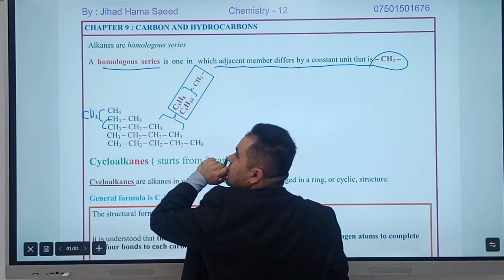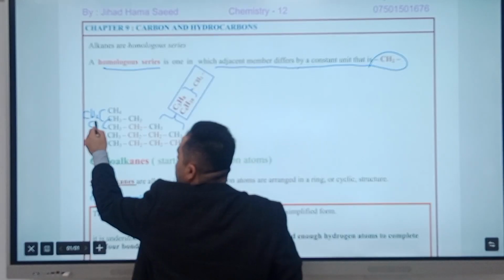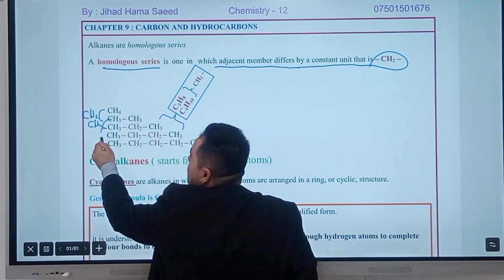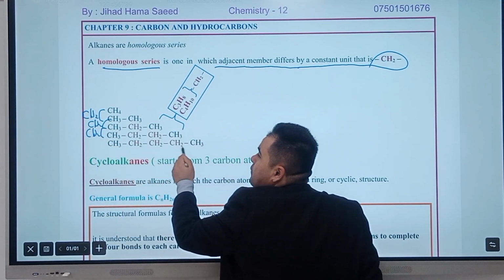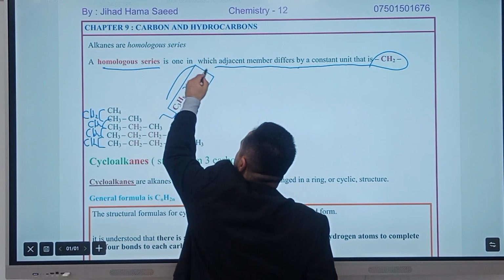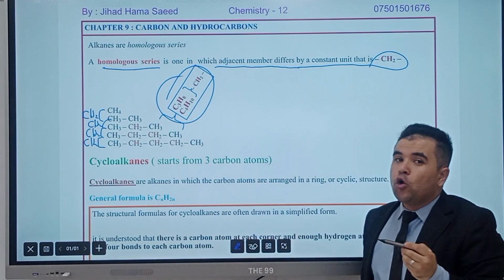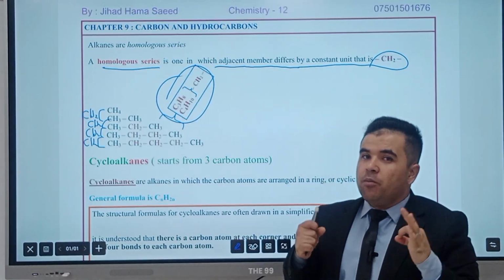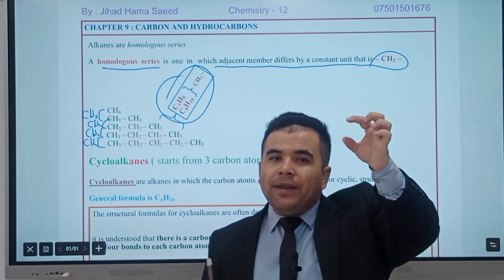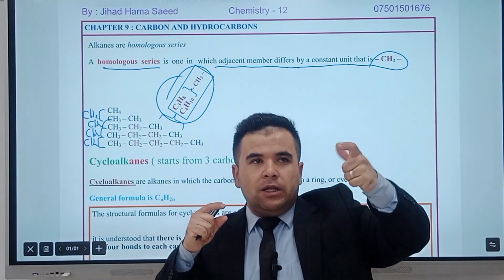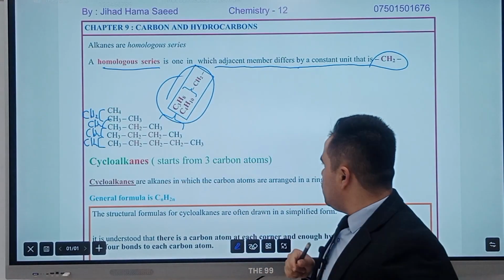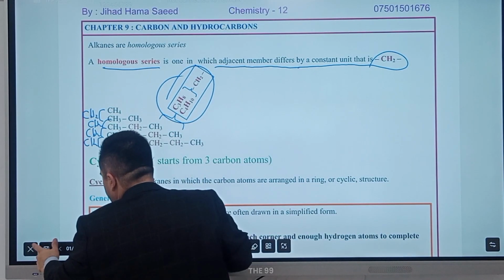C2H6 to C3H8 is CH2. C3H8 to C4H10 is CH2. C4H10 to C5H12 is CH2. So this we call what? The homologous series. They change by a constant unit or a constant molecule, which is 1 carbon and 2 hydrogens. With the addition of one carbon to the structure, there should be an addition of two hydrogens to the same structure, guys.